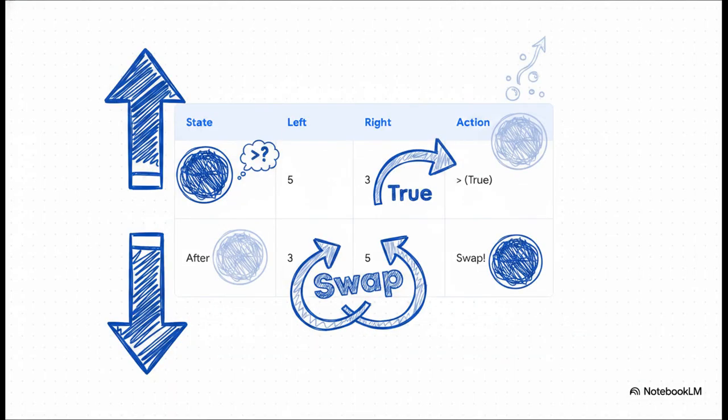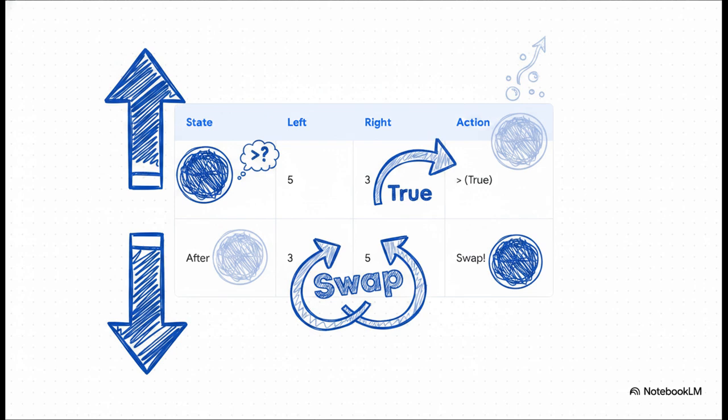Let's visualize that very first comparison right at the start of our array. Before the action, our left value is 5, and the right value is 3. The computer runs that if condition we just talked about. Is 5 greater than 3? Yes, absolutely. Because that evaluates to true, the code triggers our core action, a swap. After the action, the 3 is now safely sitting on the left, and the 5 has moved to the right.